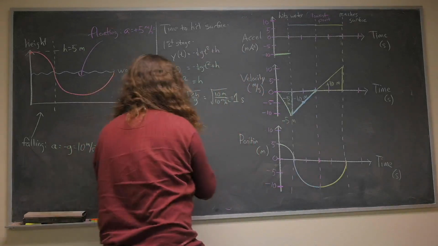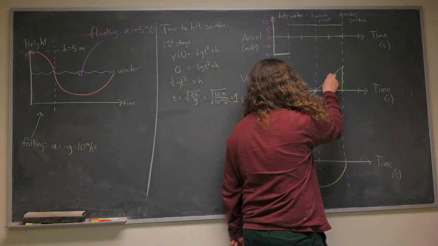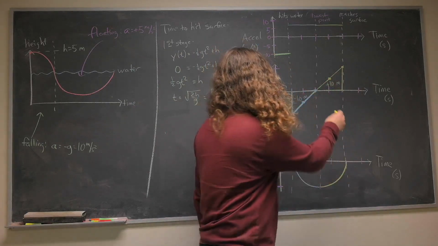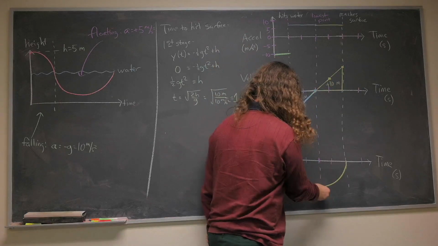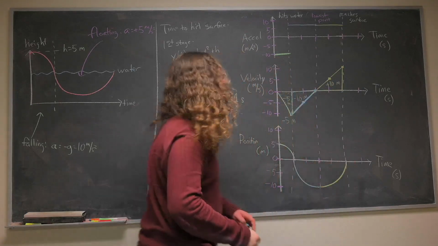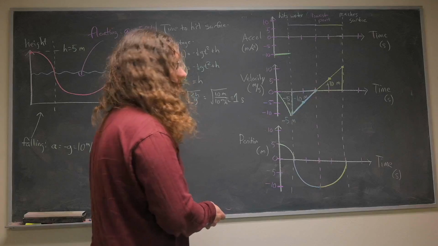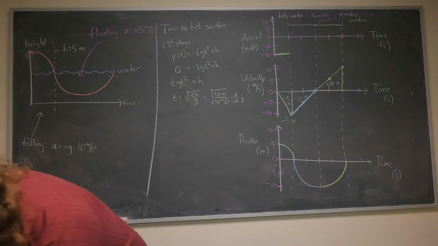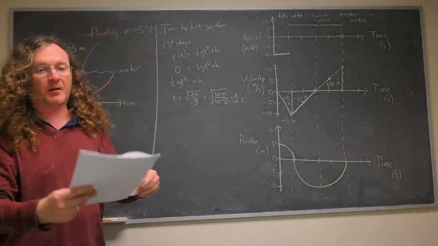And then after 1 second, my velocity is plus 5. After 2 seconds, my velocity is plus 10. And this area of 10 meters is enough to get me back to the surface. So I've answered all of the other parts of this. I'm putting my chalk down and picking up what the questions are.